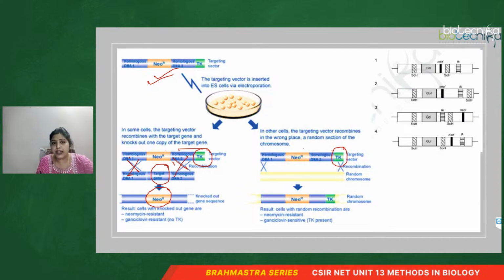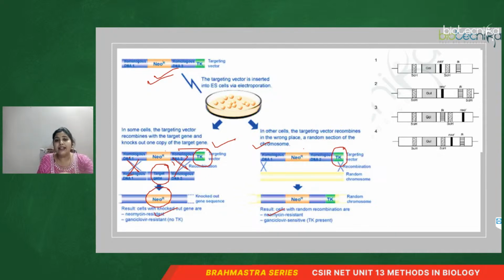So how will you do the selection of desired and undesired results? We'll add the neomycin. Definitely, when your gene is inserted at the right place and randomly, in both cases, the cells having these two kinds of insertions will survive. So both will be resistant to neomycin.